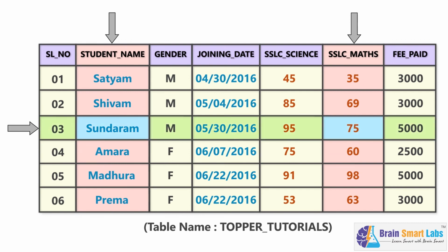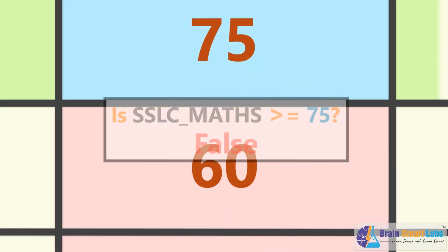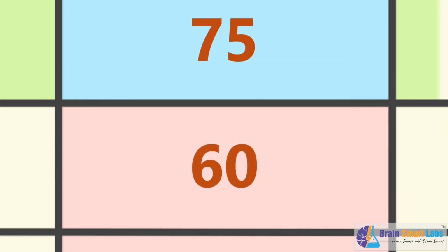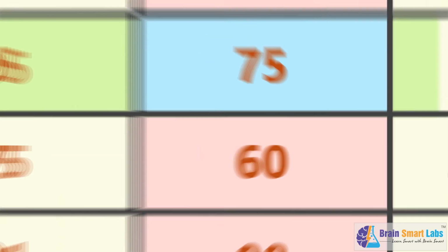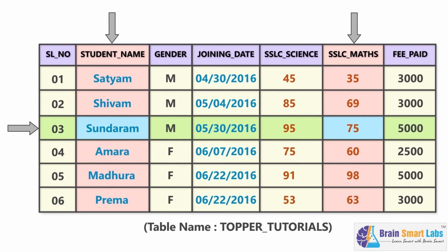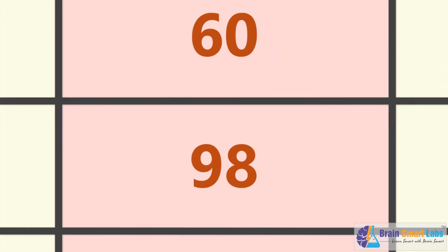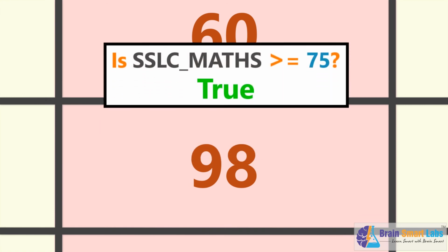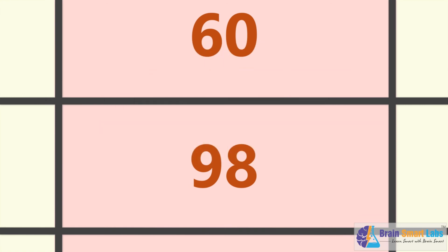In the fourth row, we have the value as 60, which is neither greater than nor equal to value 75. As a result, Amara will not get selected, and of course, she will not receive any chocolate. Coming to the next row, the value is 98, and hell yeah, it is greater than 75. As a result, Madhura's name will be selected and she will receive a double 5-star chocolate. Oh yeah!